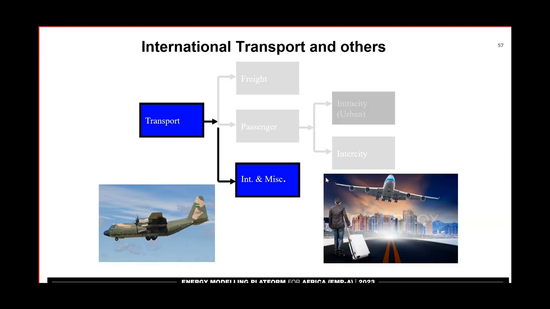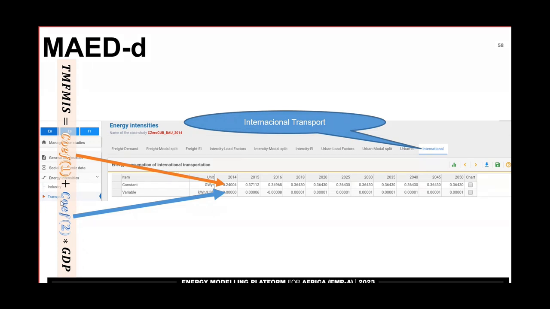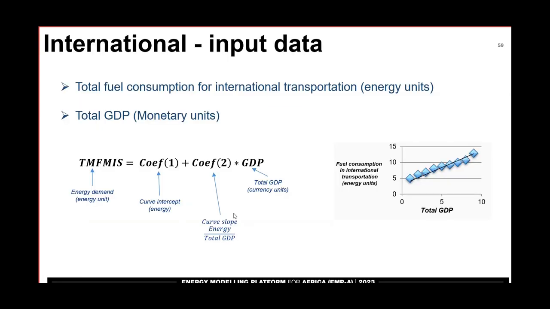And then for international transportation, remember this equation that we discussed. The input parameters here are these two coefficients. The coefficient that is called constant here is this first one. The coefficient that is called variable here is the second value, the one that will be multiplied by the GDP. So that is the one on the second line that we need to calculate. And to calculate it, we use the historical values to estimate the slope, which will be coefficient 2, or the curve intercept, which will be coefficient 1, to type in the model.